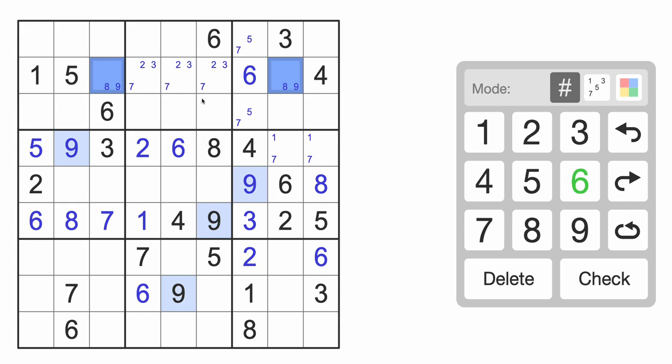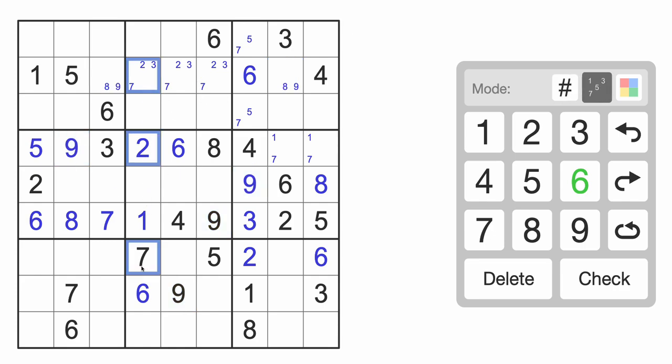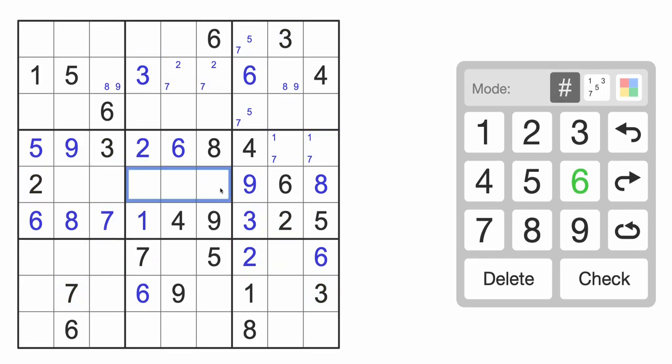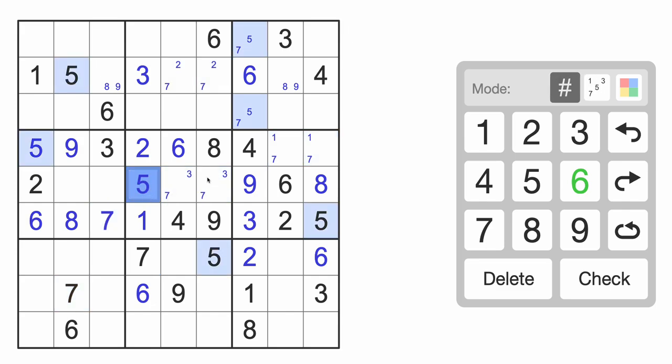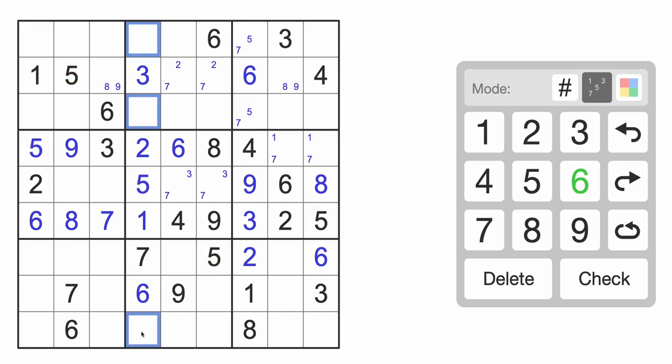And I am missing something here. Okay, so this cell is blocked by 2 and 7 here. So this is 3. And these 3 cells are 3, 5, 7. And 3 and 7 now block this cell. Gives me 5. And this column is now looking for 4, 8, and 9. 8 and 9 block this cell. Gives me 4. And 8, 9 double.